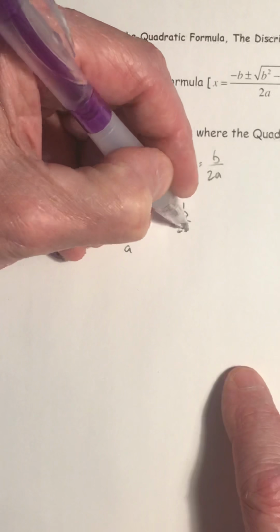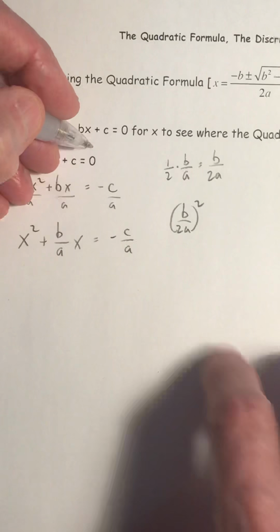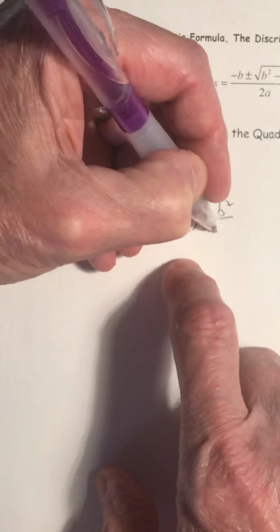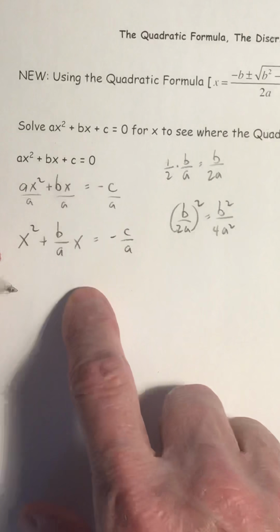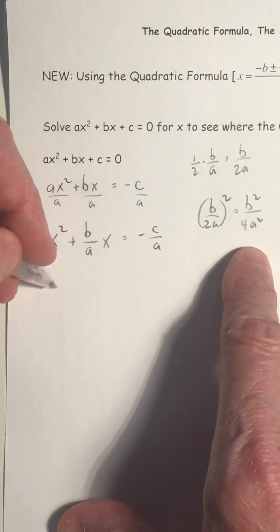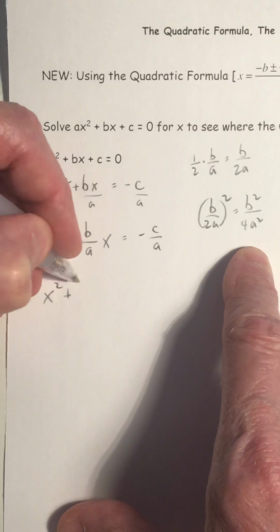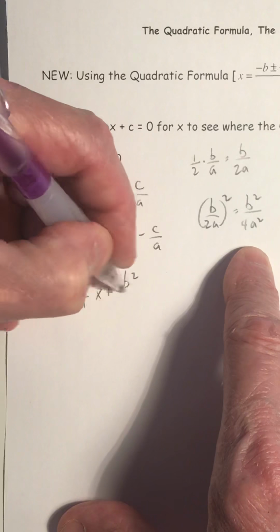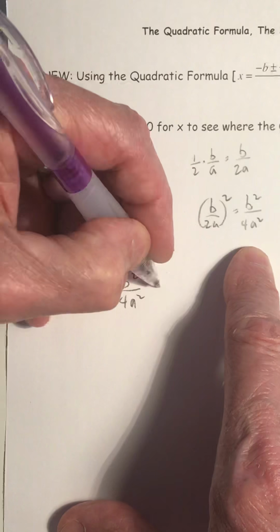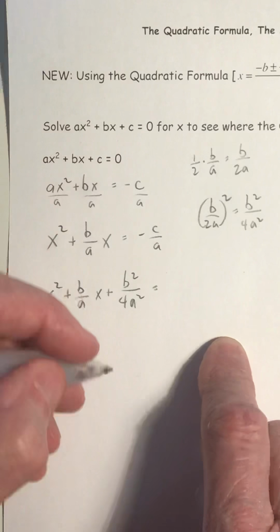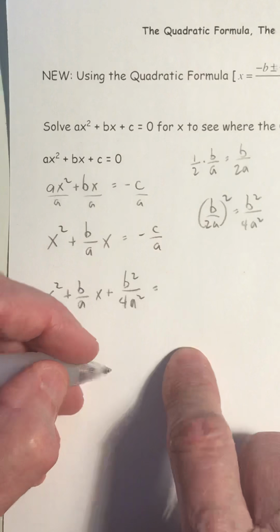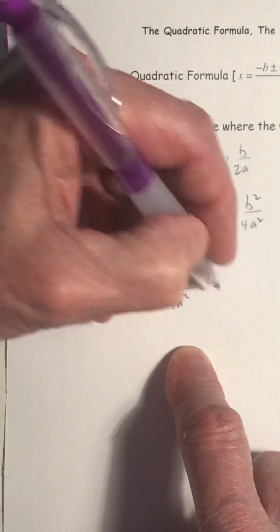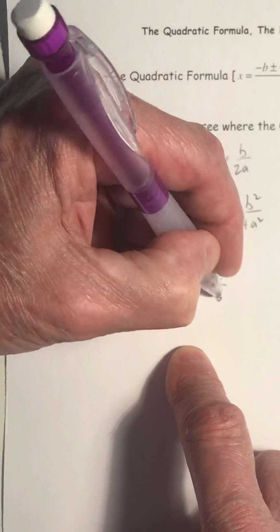We want to square that to see what to add to both sides. Square this fraction, you get b squared over 2a times 2a, which is 4a squared. So this is what we're going to add to both sides. I'm going to write x squared plus b over a x plus b squared over 4a squared equals, I'm going to put it in right here, why not, b squared over 4a squared minus c over a.